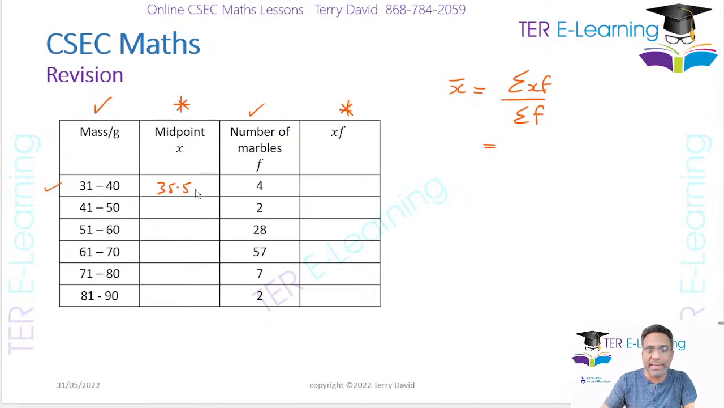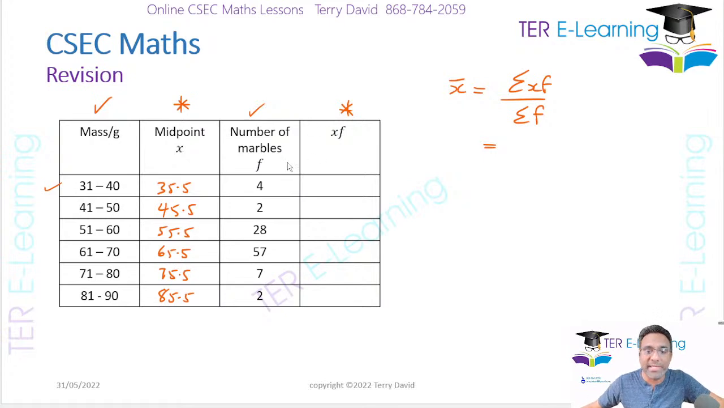Right? Then the next one, 41 plus 50 divided by 2 is 45.5. Now, you all should realize that there's a pattern, so you don't need to go and work out every single one. So I know my next one here is going to be 55.5. The next one is going to be 65.5. The next one is going to be 75.5. And the last one is going to be 85.5. So those are my midpoints, right?